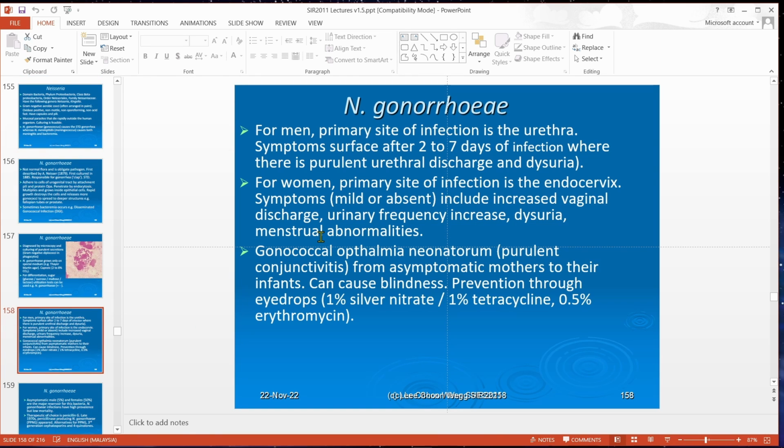For men, the primary site of infection is the urethra, where symptoms surface after 2 to 7 days of infection. There is purulent urethral discharge and dysuria, or pain when urinating. For women, the primary site of infection is the endocervix, with mild or absent symptoms, including increased vaginal discharge, increased urinary frequency, dysuria, and menstrual abnormalities. For asymptomatic mothers, sometimes the infants can get infected and will have purulent conjunctivitis, which can cause blindness. But to prevent this, newborn babies are given eye drops.